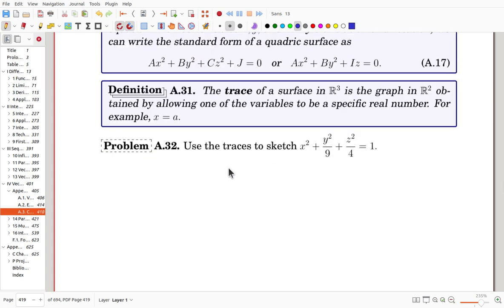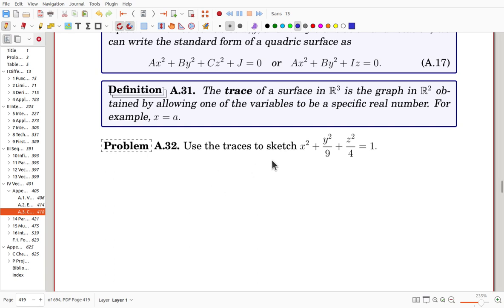The trace of a surface in R3 is the graph in R2 obtained by allowing one of the variables to be a specific value, a specific number. For example, if we choose x equals a, then x equals a is a plane, so that from a given surface, if you cut the surface by using a plane, then you'll see a curve as the intersection. That is the trace. So by using traces, you can sketch the 3D surfaces.